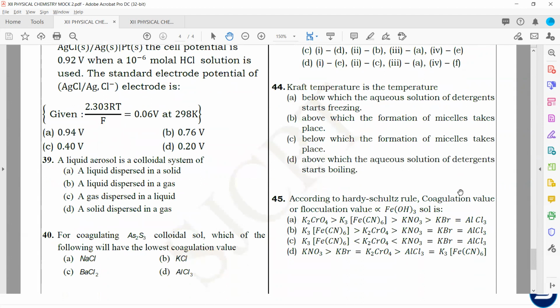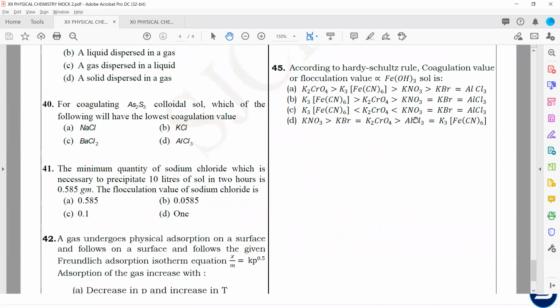Krafft temperature is the temperature above which formation of micelles takes place. Formation of micelles will take place only above the Krafft temperature. Below Krafft temperature, वो micelle formation जो होता है वो नहीं होगा.